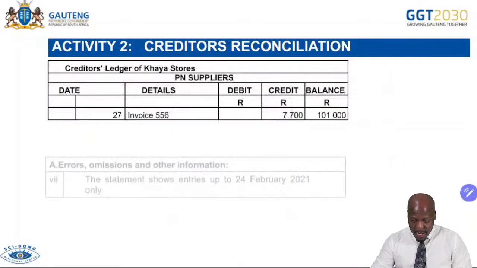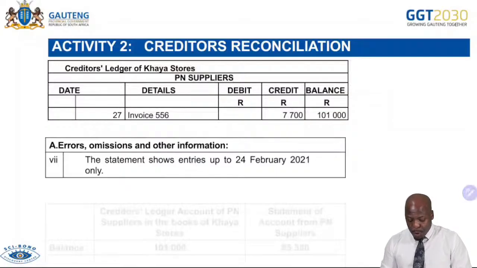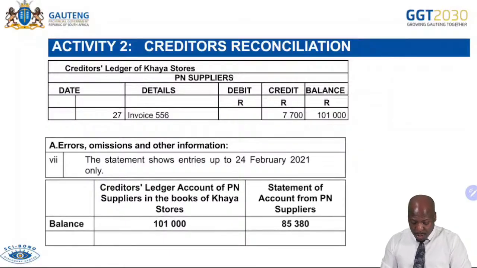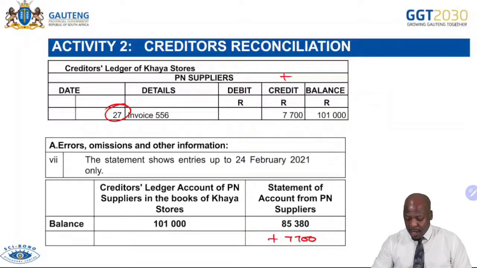The next one reads as follows. The statement shows entries up to the 24th of February 2021. All right, so if the statement shows entries up to the 24th, this is what was after the 24th, which is an invoice on the 27th. So we're going to come here, and once it's an invoice, remember it's on the credit side, which is a plus. So we're going to say plus 7,700, because it is an invoice, and an invoice is added. Hence, we added that one there.